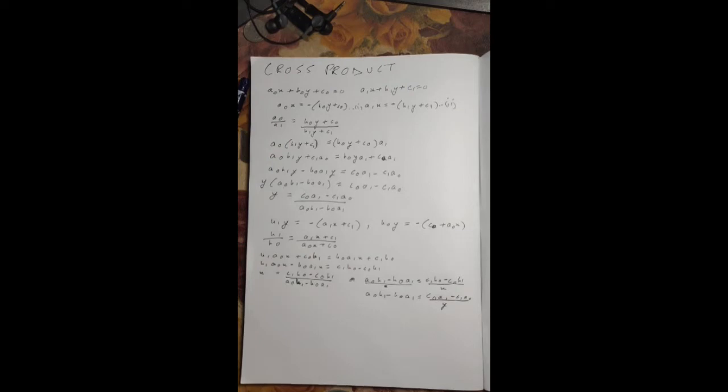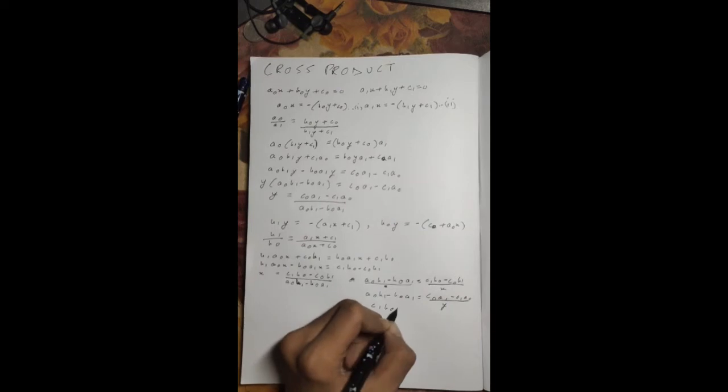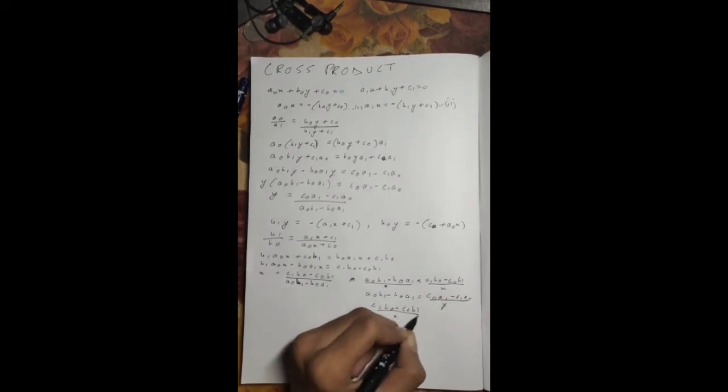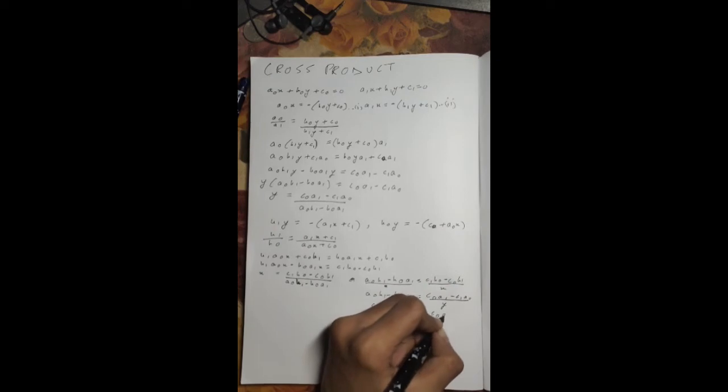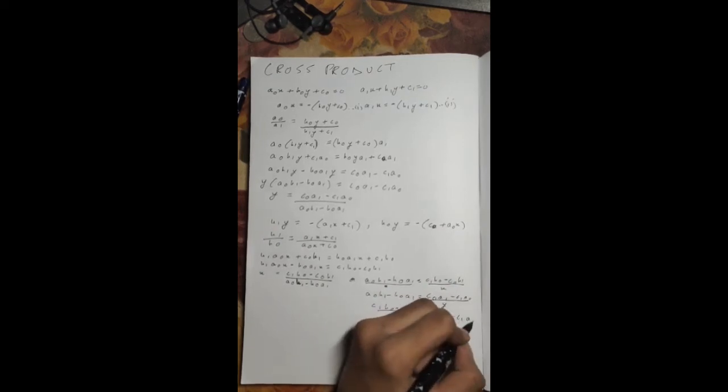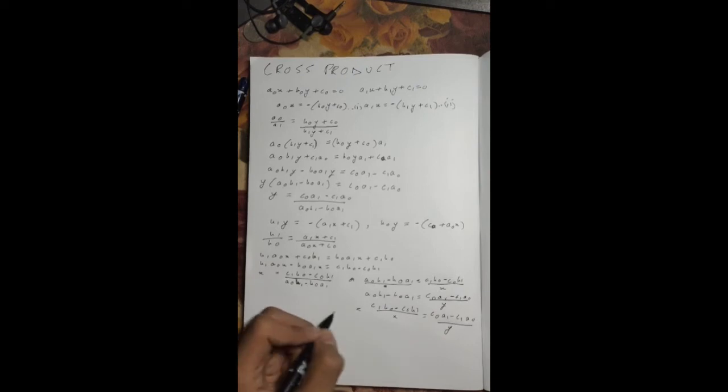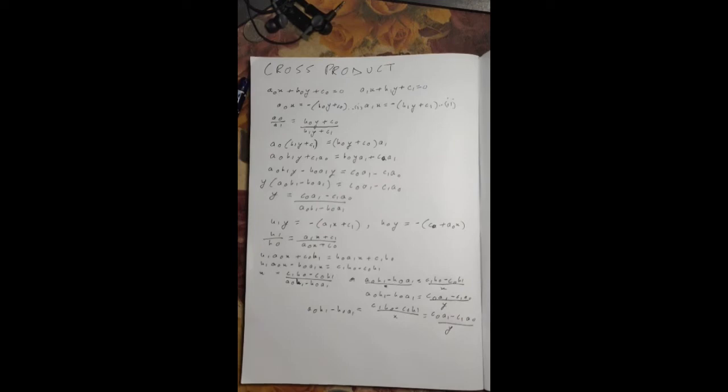We observe here that x and y both have the same denominator, so we can shift that denominator to the other side by multiplying both equations with the denominator in both cases, and we find the value of c1 b naught minus c naught b1 upon x to be equal to c naught a1 minus c1 a naught upon y, which is equal to a naught b1 minus b naught a1, and we want the x to be on top.